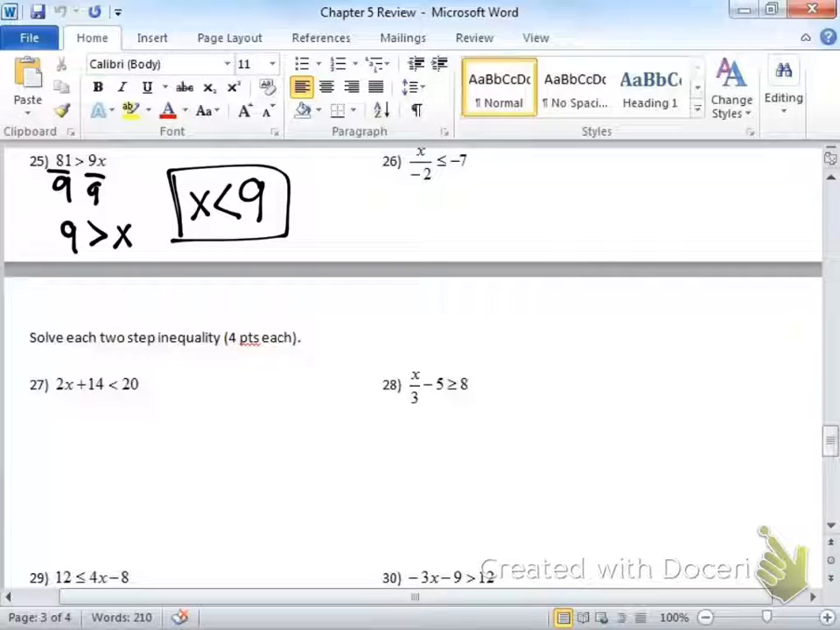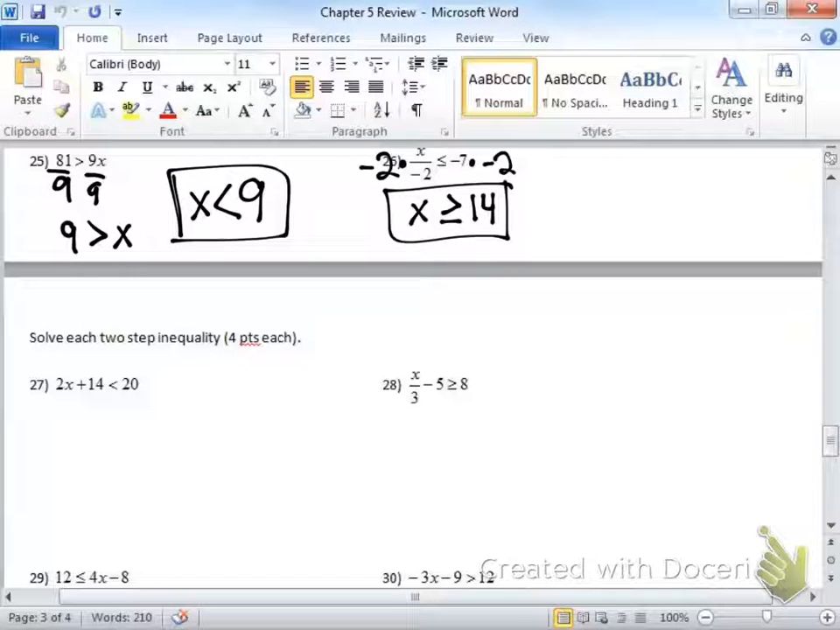And then last one, again, I'm multiplying by a negative number. Anytime you multiply or divide by a negative, you got to flip the way the symbol is facing. And then a -7 times a -2 is a +14.